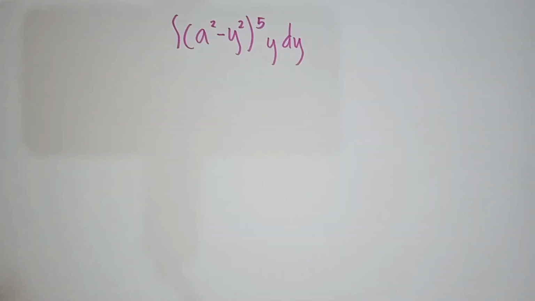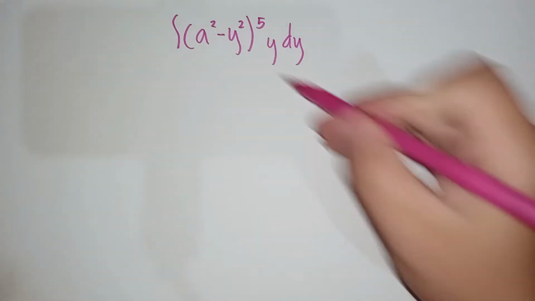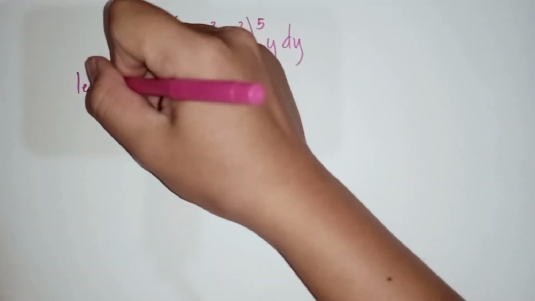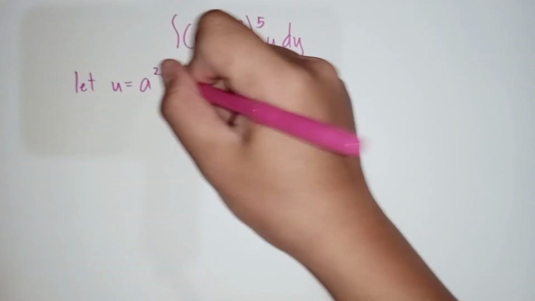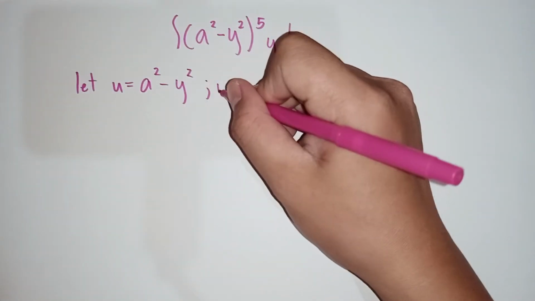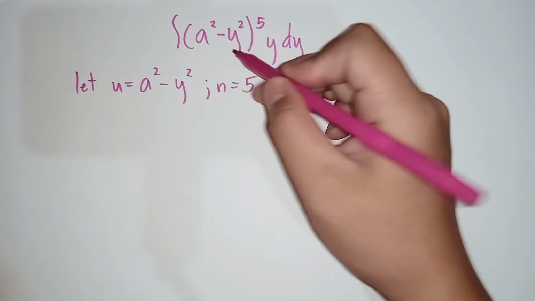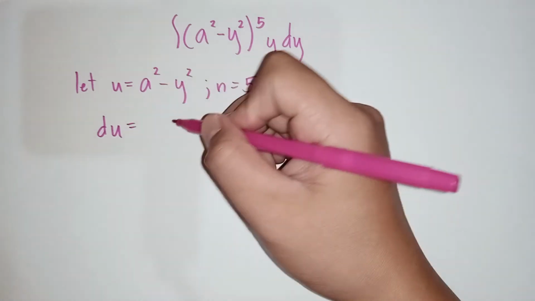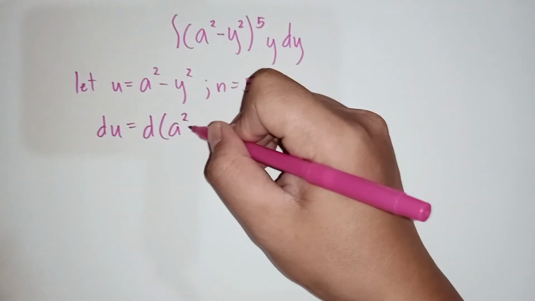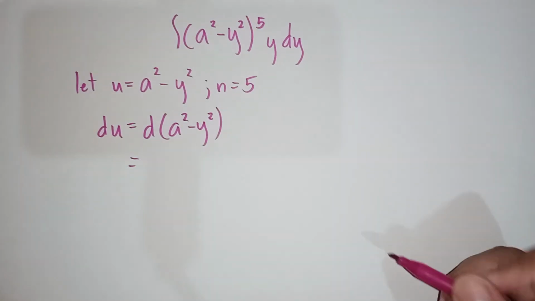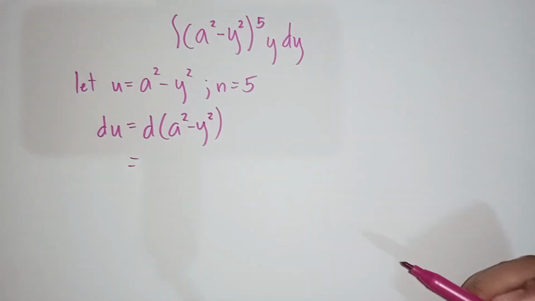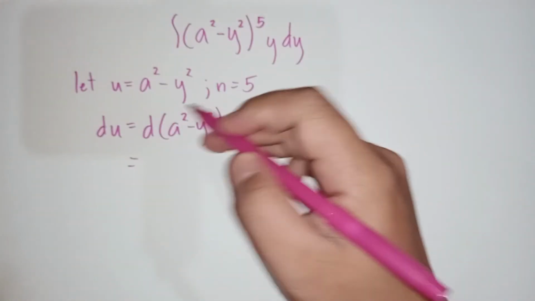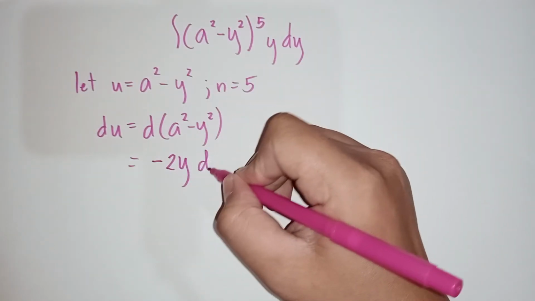Next, we're going to evaluate the integral of a squared minus y squared quantity raised to 5 times y dy. So, dito mga boss, we will let u equals a squared minus y squared, and our n is 5 because that is the exponent of a squared minus y squared. So, if we're going to get the derivative of u, that is the derivative of a squared minus y squared. So, that is equal to derivative of a squared. By the way, a is constant here. So, derivative of a constant is 0. So, derivative of negative y squared, that is negative 2y dy.